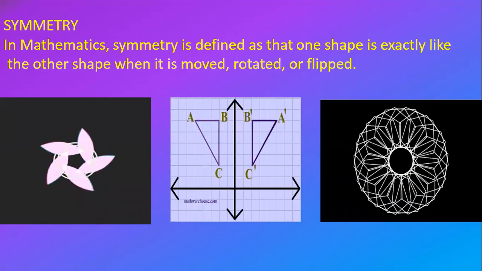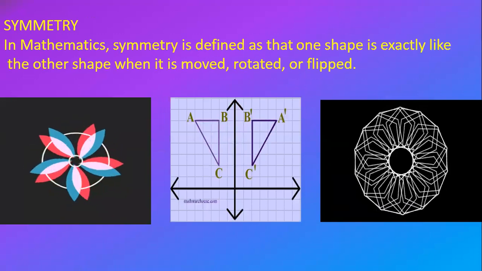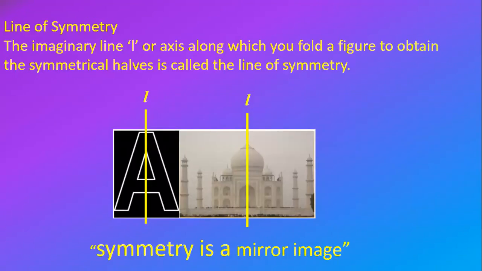Symmetry in mathematics is defined as one shape being exactly like the other shape when it is moved, rotated, or flipped. A line of symmetry is nothing but the imaginary line, L, or axis along which you fold a figure to obtain the symmetrical half. Here you can see the line of symmetry in the case of the alphabet A and in the case of the Taj Mahal. One half exactly matches the other; it is the mirror image of the other half.